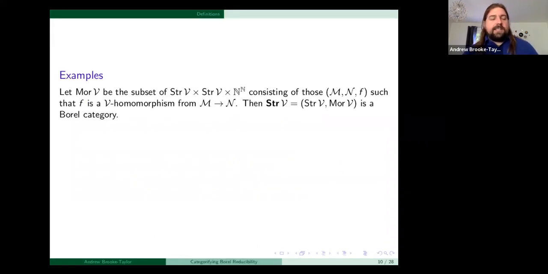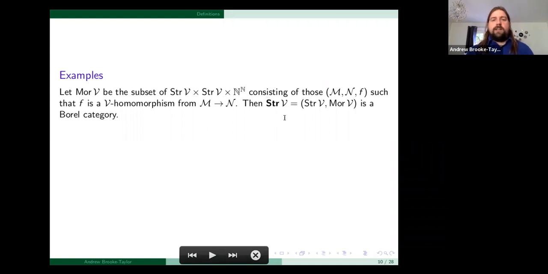So let's go back to our standard example. Morphisms between structures on the naturals, you might just think of, oh, that's N to the N, the bare space. But we want to be a little more refined than that. Given a function from N to N, we want to also declare which structure we are thinking of it as coming from and going to.